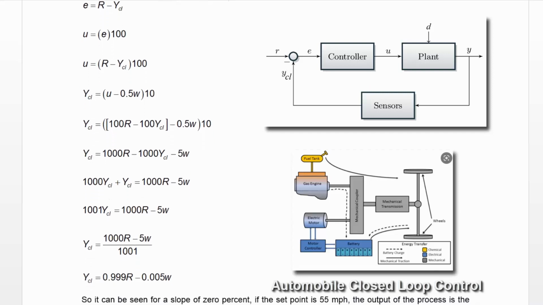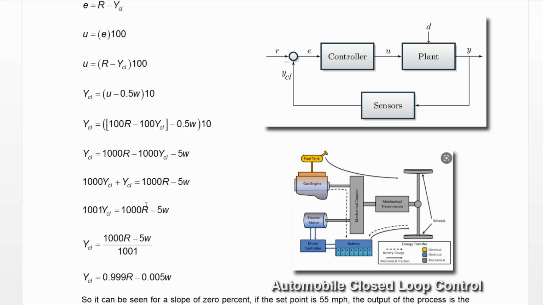Okay. So now we have that Y output is 1,000 R, the set point, minus 1,000 YCL, and this is the process variable, which is the output. The process variable represents the output, minus 5W, the slope. So let's gather like terms. We got a YCL on this side, and we got a YCL on that side. So if we add a 1,000 YCL to both sides, we get 1,000 YCL plus YCL equals 1,000 R minus 5W.